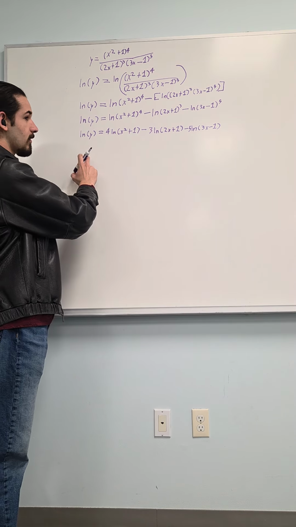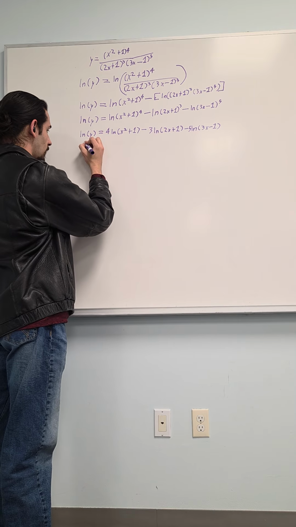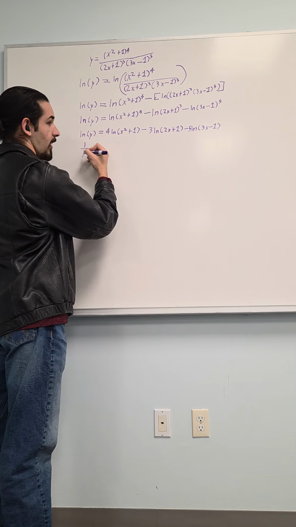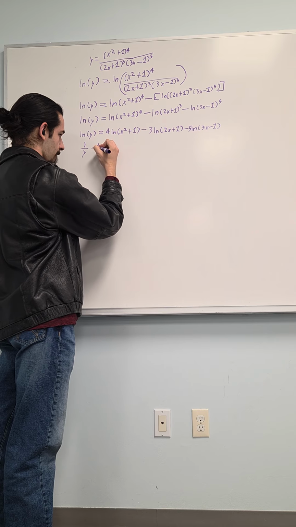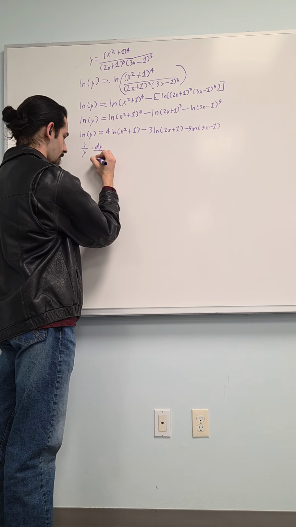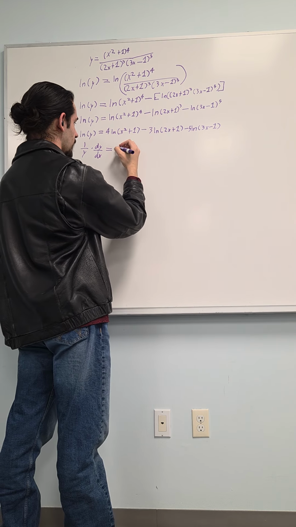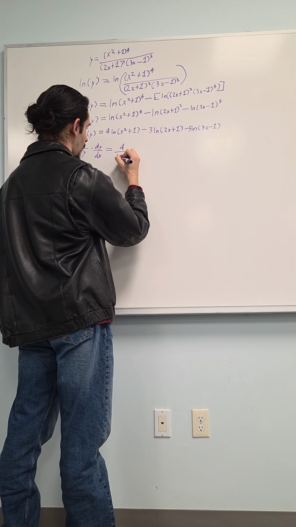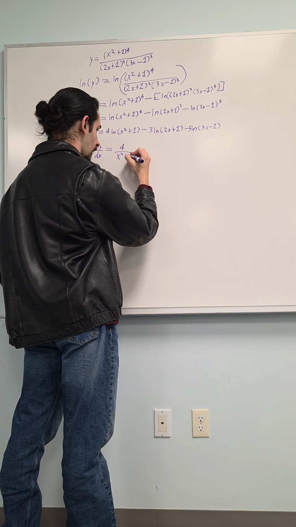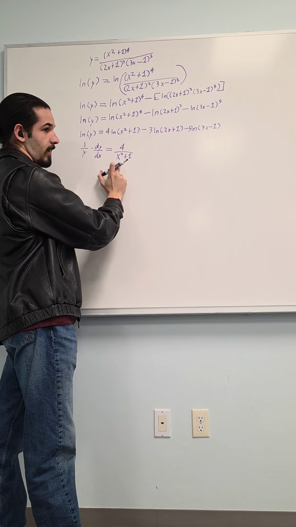So for natural logs, it's just 1 over whatever's on the inside. So this is just going to be 1 over y. But since we're taking the derivative with respect to x, we need to include a dy dx. And so that's going to be equal to 4 over x squared plus 1. Now, the most important part is don't forget your chain.